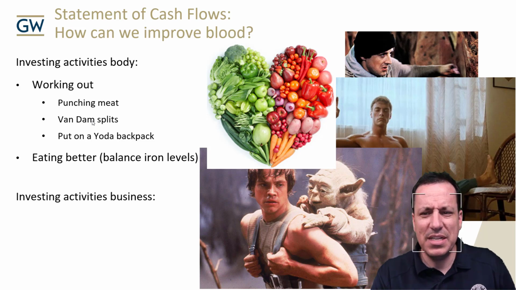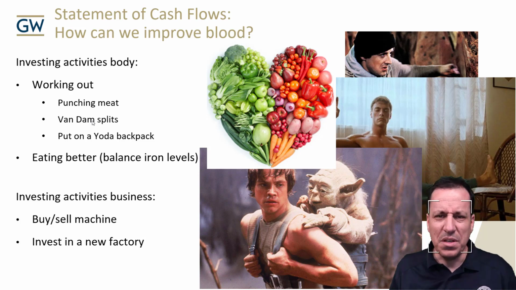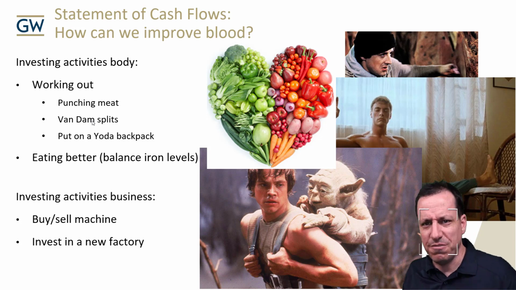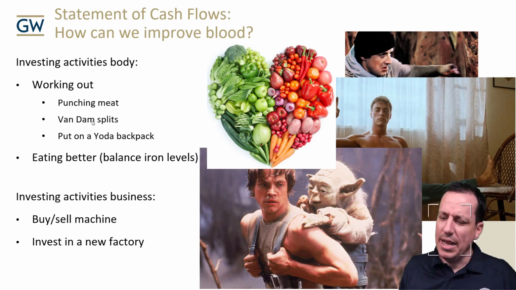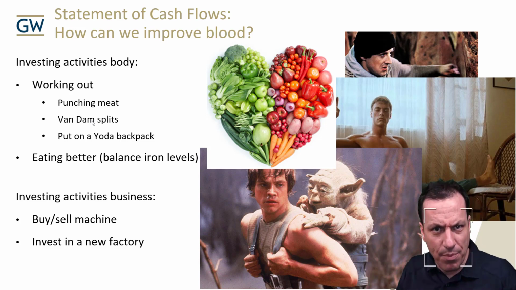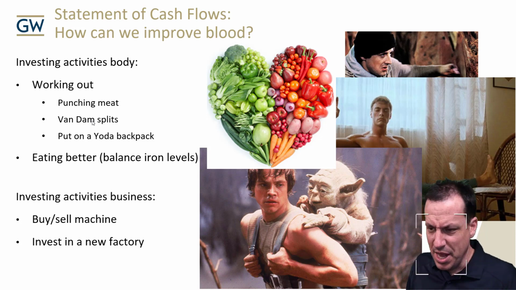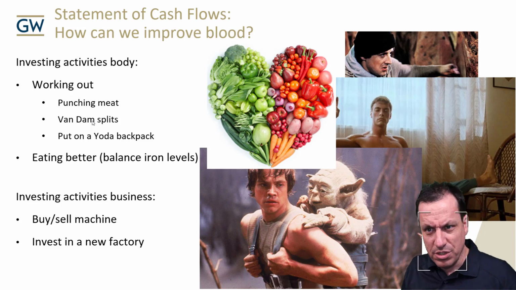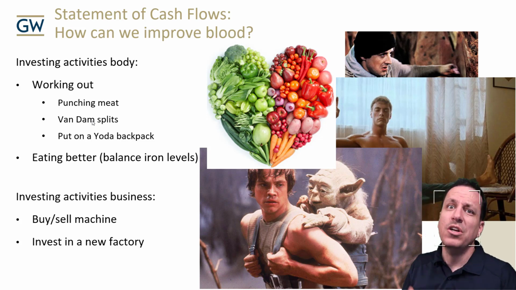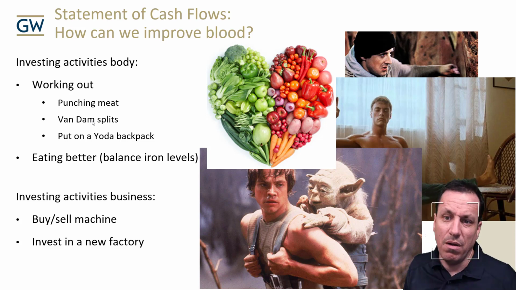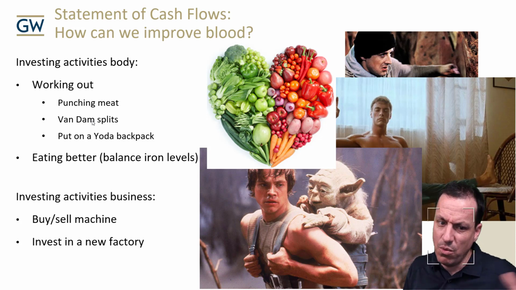And when you think about the investing activities of a business, you can buy and sell a machine, invest in new factories, upgrade equipment, enhance certain things so that you maybe operate a little bit more efficiently. All of these components are related to investing in your body or investing in your business to make the operations better. And when it comes to investing activities, remember, it doesn't have to be a one direction cash flow.